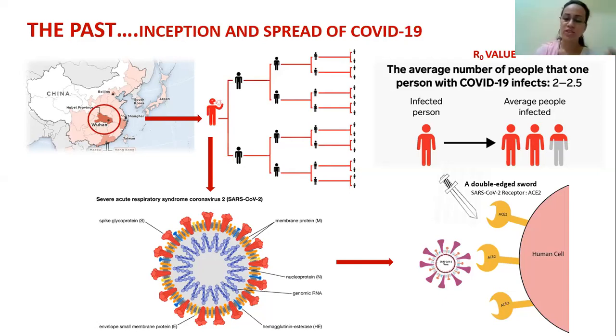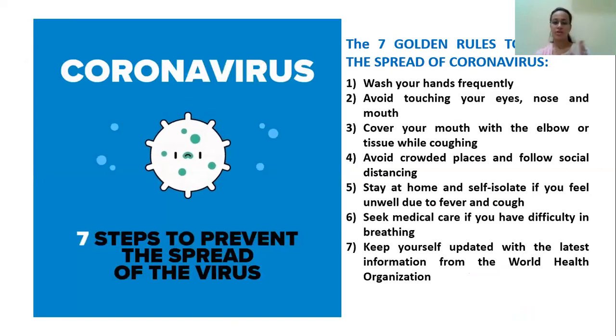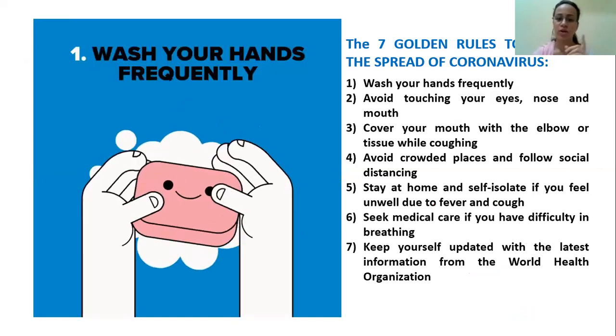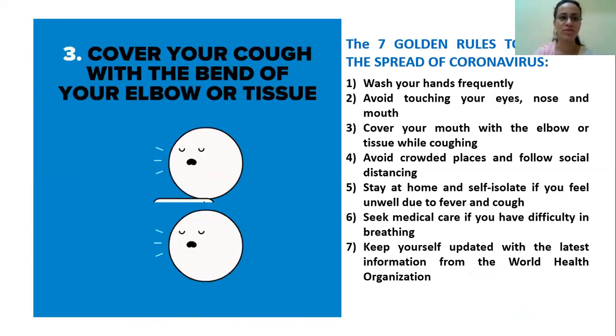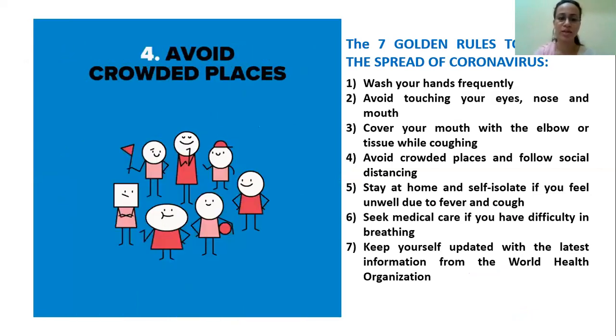So ranging from the elderly to the youngsters, everybody knows the preventive measures which we need to take to be in good health. But I would just like to brush up 7 golden rules in order to keep this disease at bay. So here, I'll just give a brief overview. Wash your hands frequently. Avoid touching your eyes, mouth, and nose. Cover your cough with the bend of the elbow or tissue.